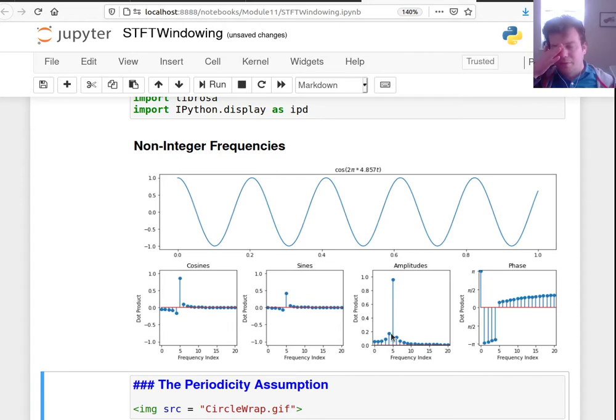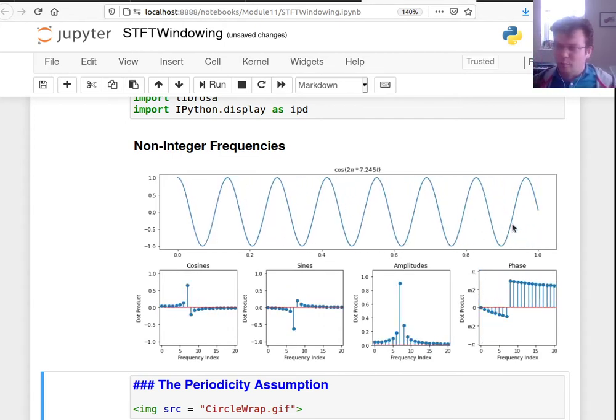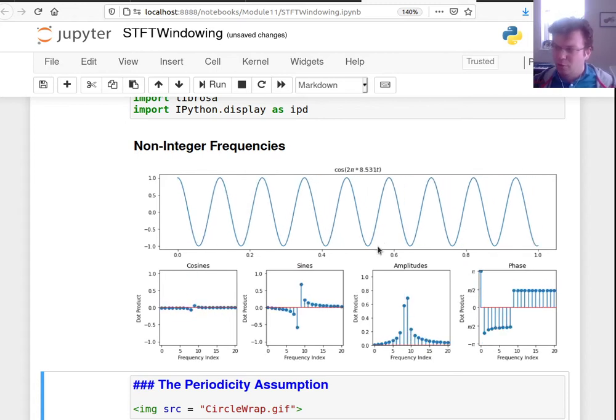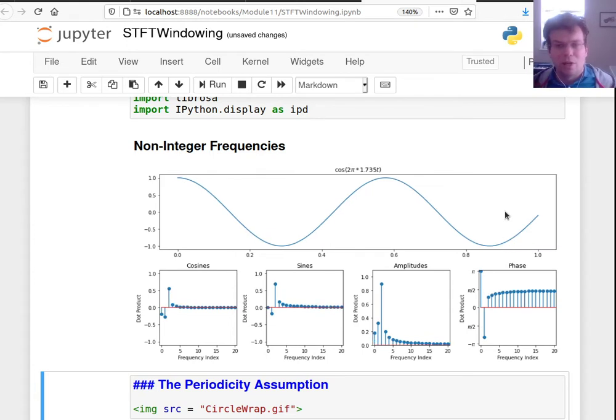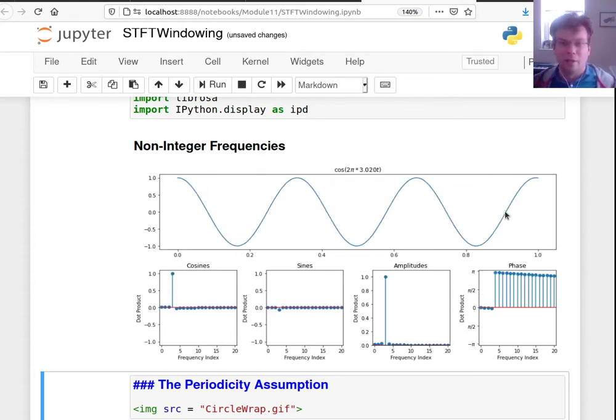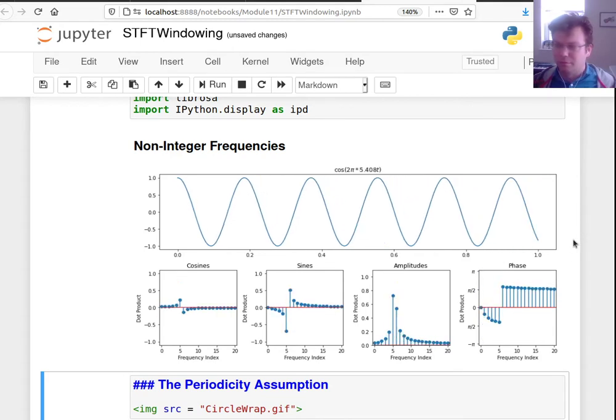So I want to dig into this even more because this is something that's very likely to happen when we window, right? We're chopping little bits of our signal out and doing the discrete Fourier transform. The chances that we chop things at the end of the period are pretty slim. So we need to understand this phenomenon better.